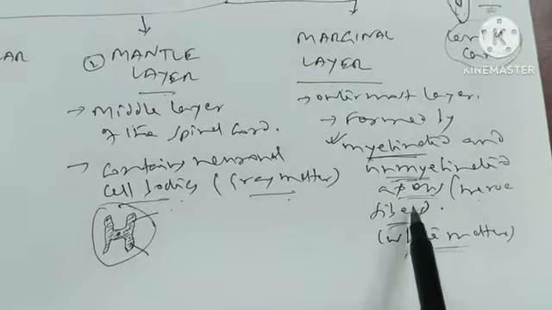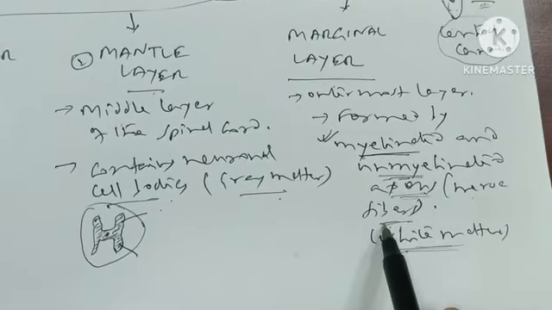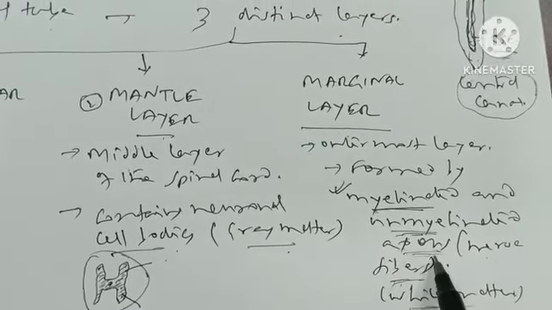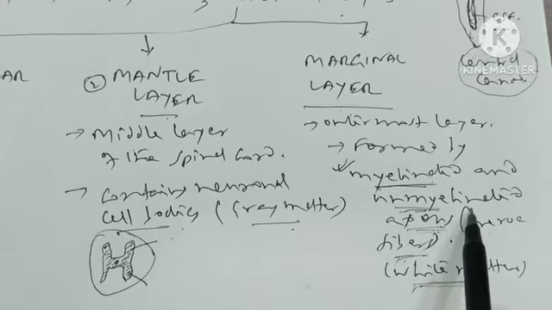That means it is formed by axons, that is nerve fibers. Axons and nerve fibers are the same. Now what kind of nerve fibers? What kind of axon? Mainly myelinated axons and a small proportion of unmyelinated axons.